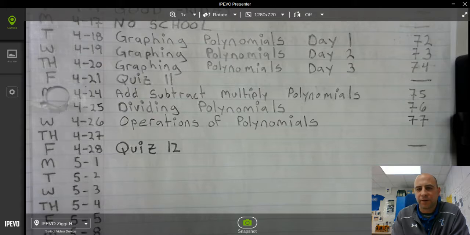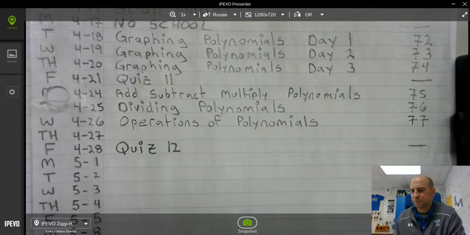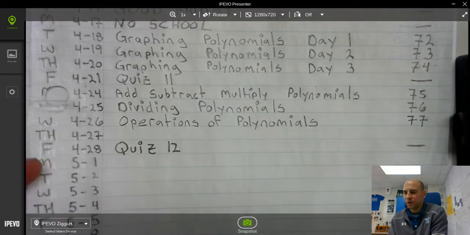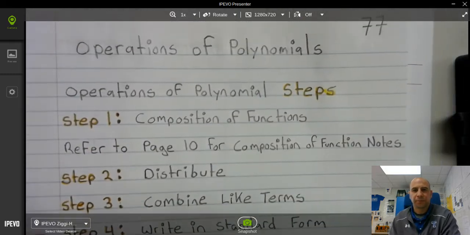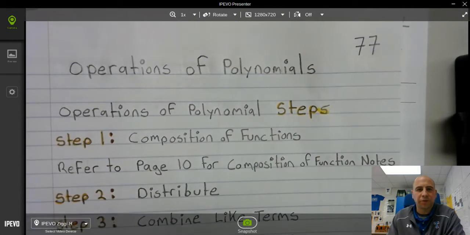Today we're looking at operations of polynomials, and that's going to be on page 77. So if you would, pause the video and update your table of contents. All right, now your table of contents are updated. Let's take a look at our notes. We're looking at operations of polynomials on page 77.